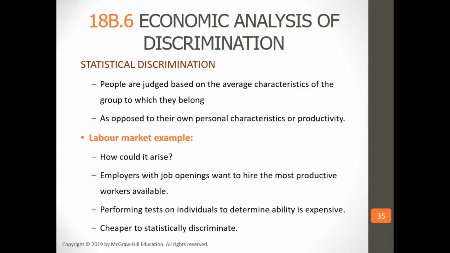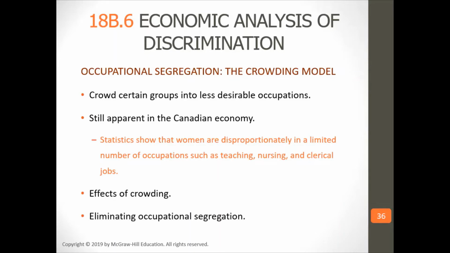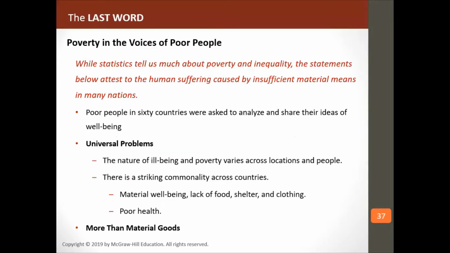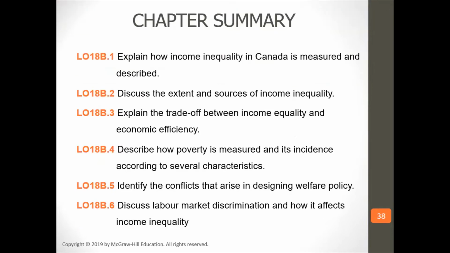Statistical discrimination is when people are judged based on the average characteristics of the group that they belong to. They do this a lot in job openings, which should not be allowed. And then occupational segregation: certain groups are put into less desirable occupations. Women are disproportionately in a limited number of occupations, such as teaching, nursing, and clerical jobs. They're hired into those jobs instead of other jobs, like construction or the military. Any type of discrimination is bad for our economy, and it's going to lead to less output than what we efficiently could produce.